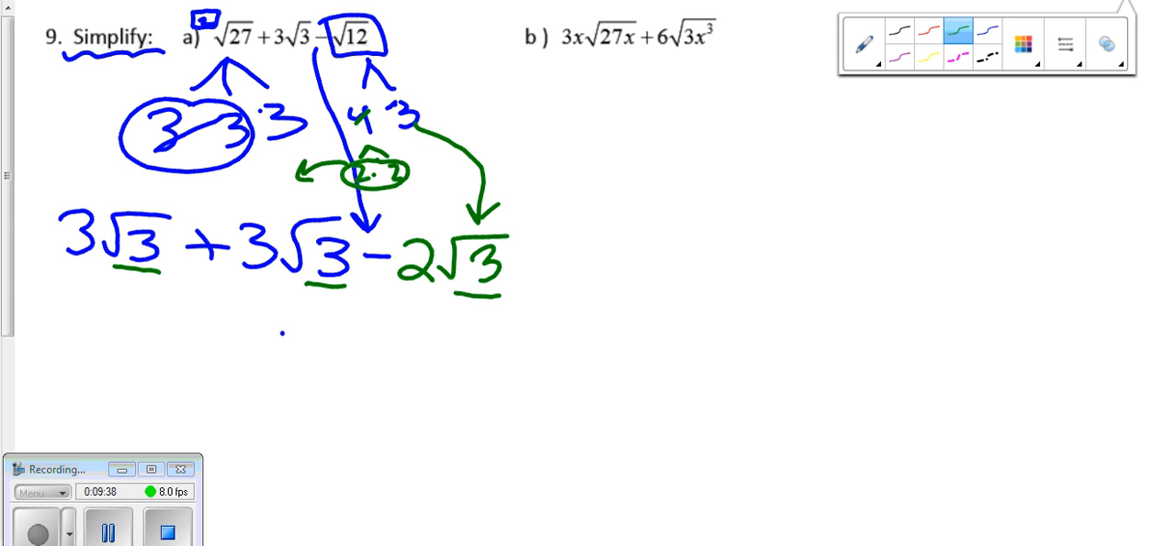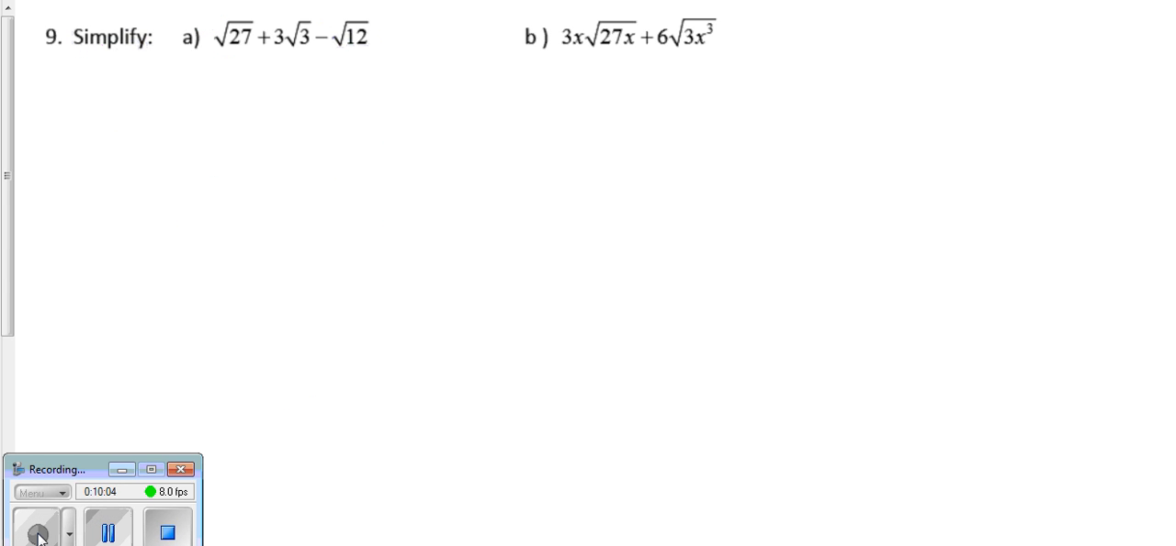So 3 times the square root of 3 plus 3 times the square root of 3 minus 2 times the square root of 3. All we're doing here is just adding the coefficients, so the number in front of the radical. And the radicand is going to stay the same. So 3 plus 3 is 6, minus 2 is 4. So our answer is going to be 4 times the square root of 3. That's your answer for A.